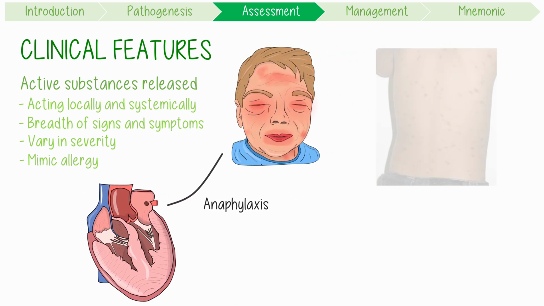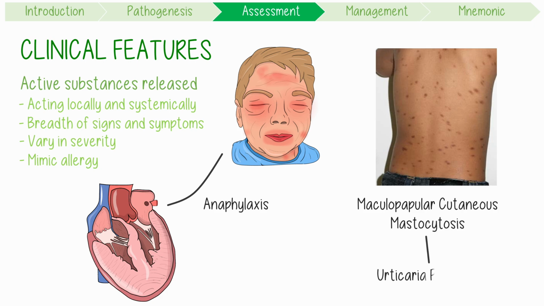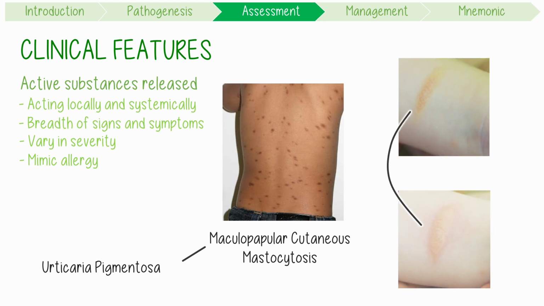Cutaneous infiltration can cause a specific rash called MPCM, or maculopapular cutaneous mastocytosis. This was formerly known as urticaria pigmentosa. This consists of multiple, monomorphic, reddish macules. If you lightly rub the affected skin and it causes erythema or urticaria, this is called Darier's sign, and is suggestive of the presence of mast cells within the lesion.